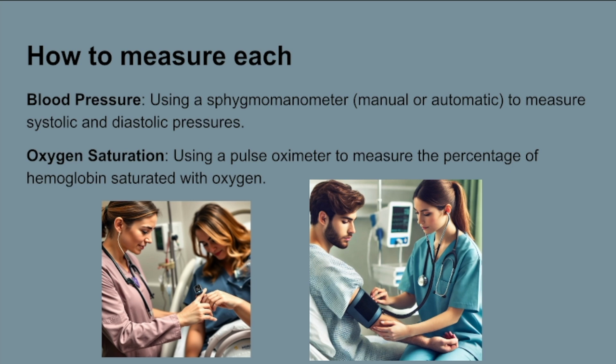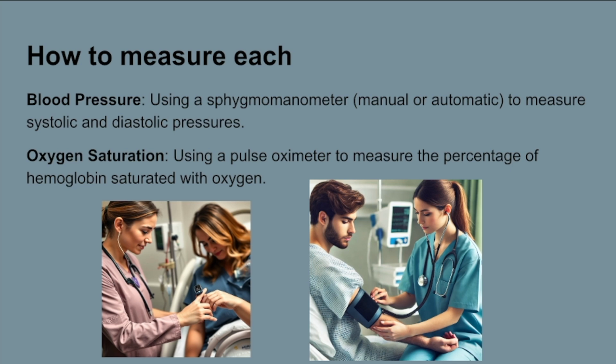A lot of nurses like doing the blood pressure and the respiratory rate at the same time, because if you let the patient know you're counting their respiratory rate, they might start breathing differently, which will give you false data.